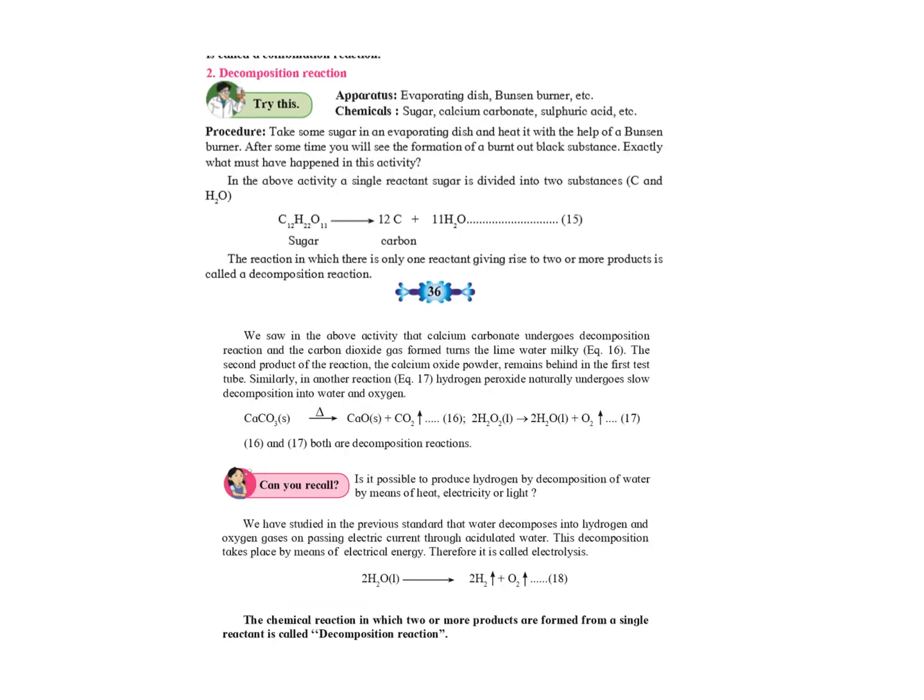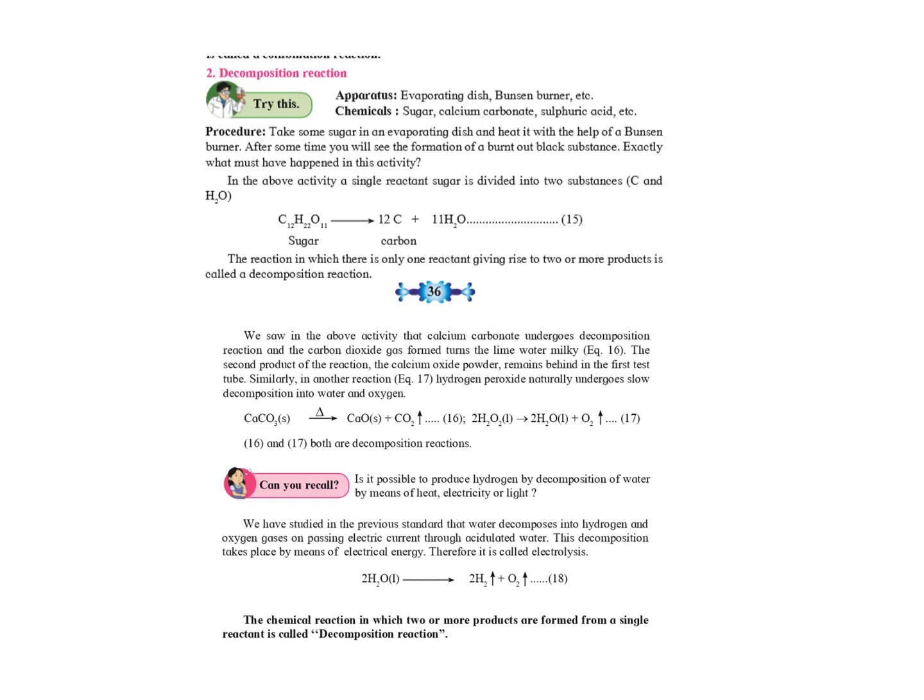The next type of reaction is called decomposition reaction. Decomposition is just the opposite of combination. In combination, we learned that two or more reactants combine together to form one product. In case of decomposition, one reactant breaks up to form two or more products. So we define it as the chemical reaction in which two or more products are formed from a single reactant. It is called as decomposition reaction. That is, AB breaks up to form A plus B.